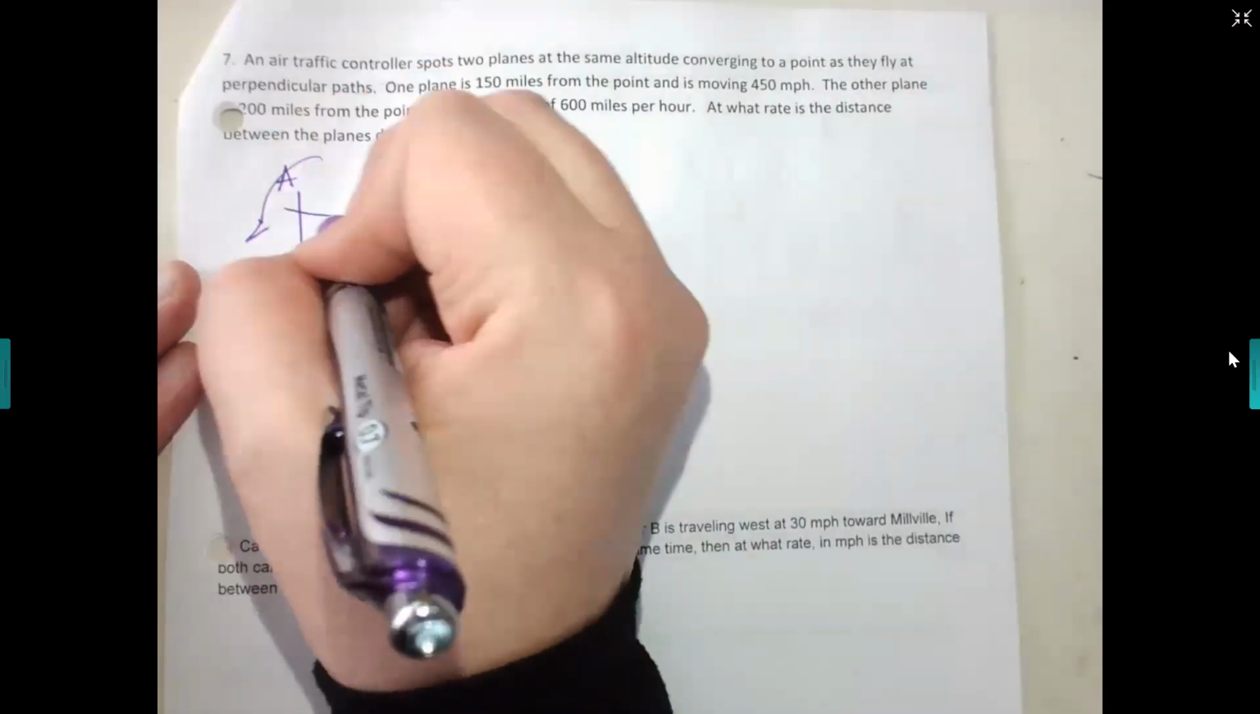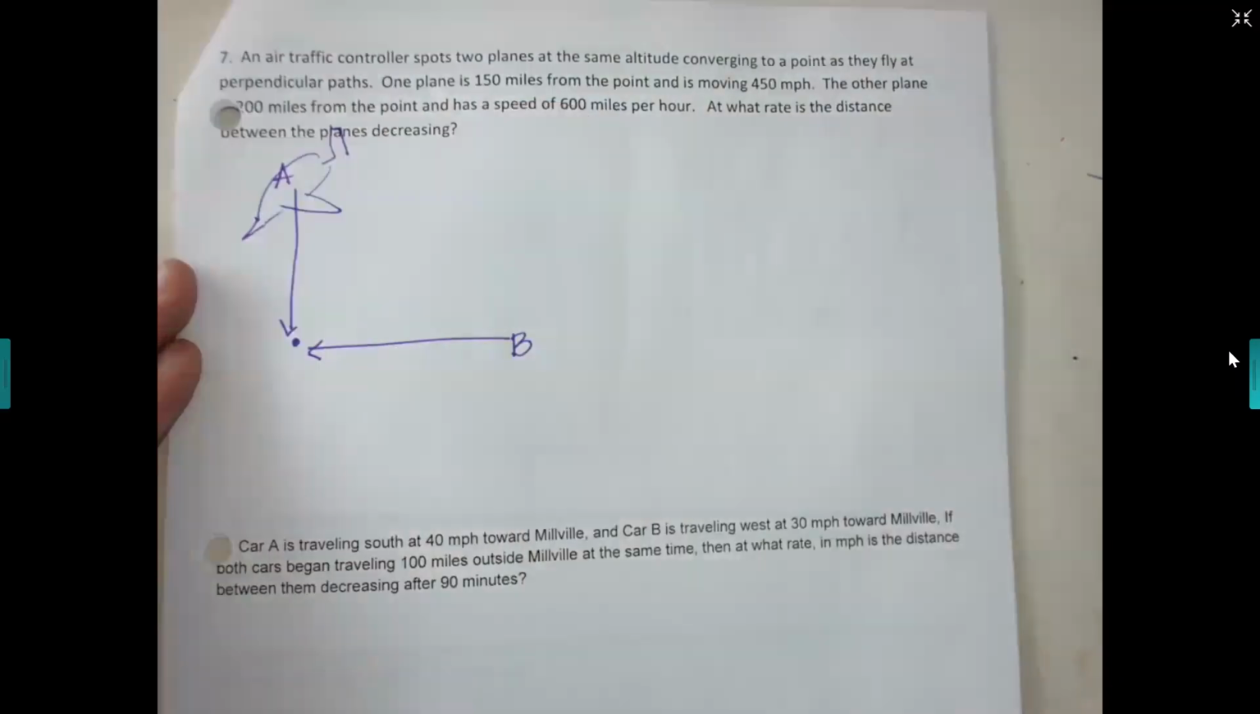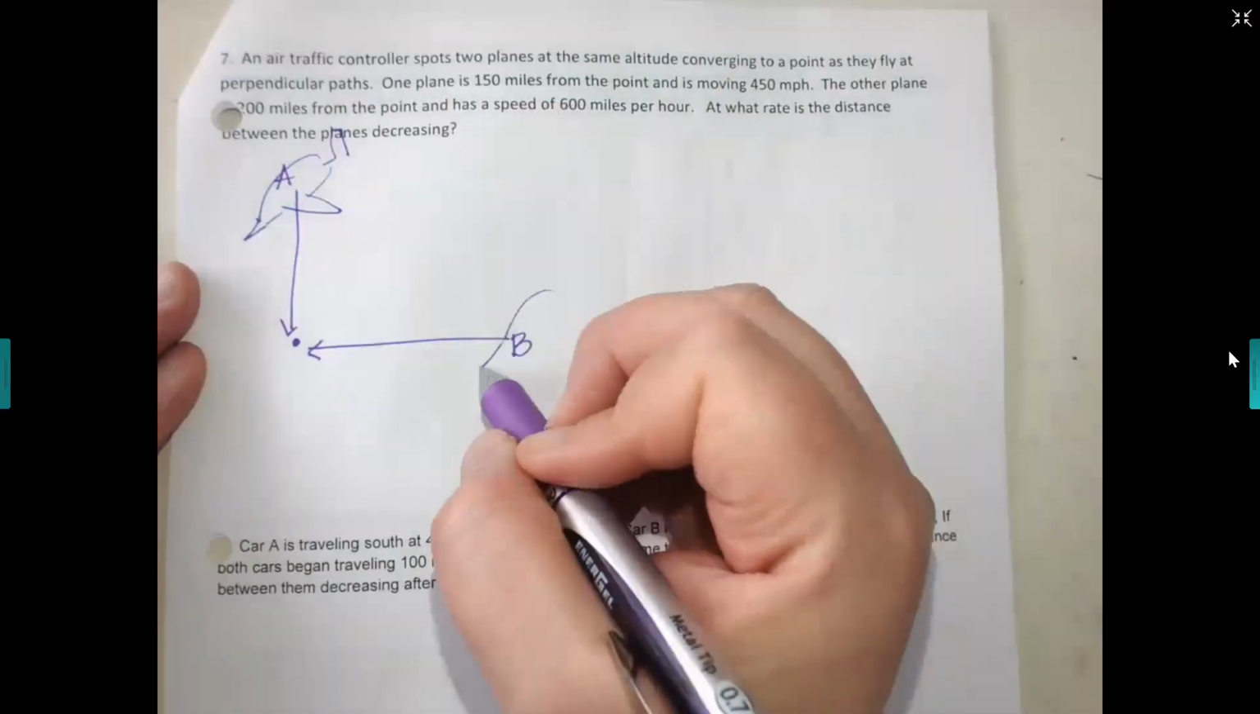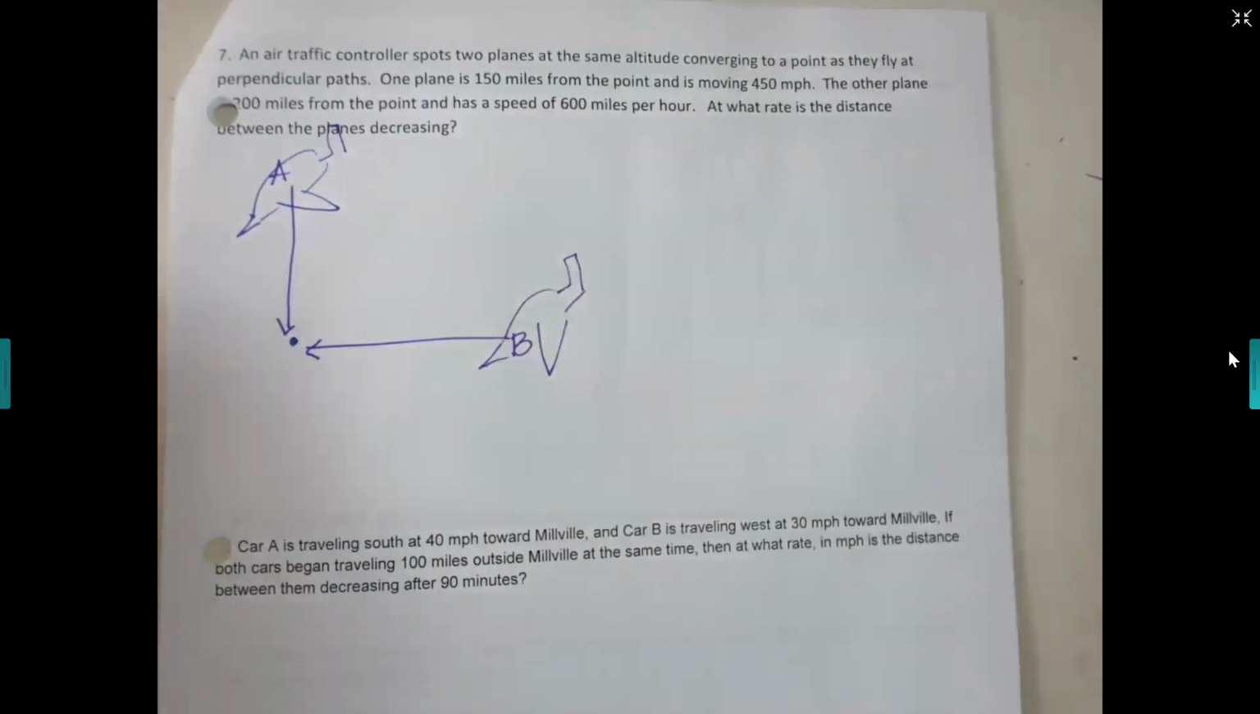Okay, there's plane A. Okay, there's A and here's B. So it says one plane is 150 miles away from the point and it's going 450 miles per hour. Let's let that information be for plane A.